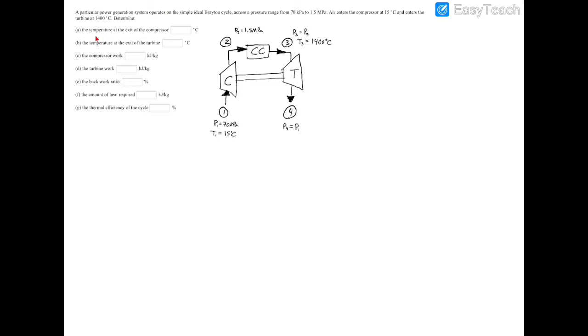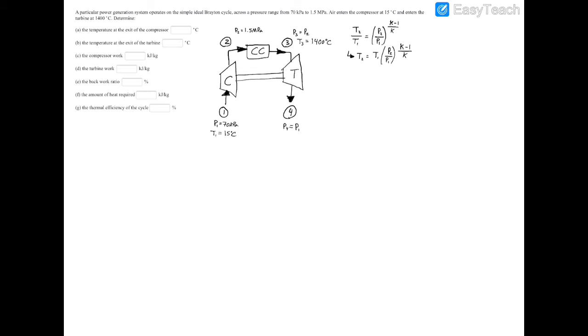So we're going to start off with the temperature at the exit of the compressor. So in other words, state 2 is what we're looking for, so T2. Now, because we're working with air and we're also told that this is an ideal process or an ideal cycle, we can use the relation of T2 over T1 is equal to P2 over P1 to the K minus 1 over K. And from simple algebraic rearrangement, we can find that T2 is equal to T1 times P2 over P1 to the K minus 1 over K.